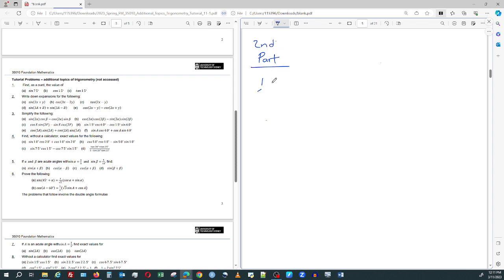So 1, A is sine 75. So what do we do for sine 75? Well, guess what? We did a little bit of this recently. So we're going to add 2 parts.